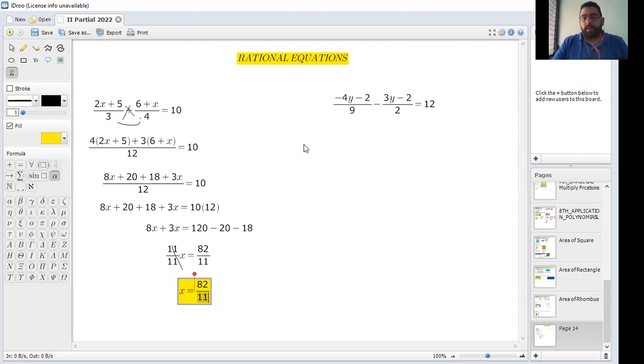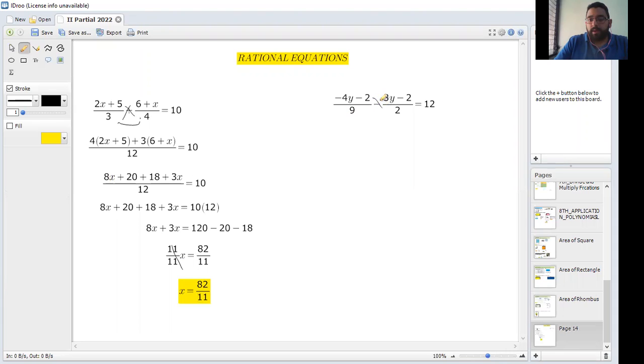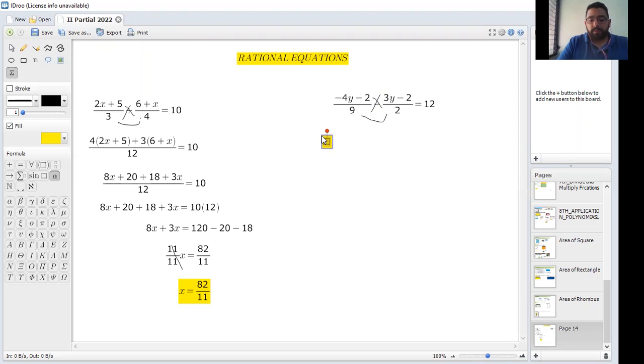Now, in the second example, what you have to do is apply again the distributive property, the happy face method, sorry. But in this case, it's subtraction, but the process is similar. So you multiply 2 by this expression, 2 multiplied by negative 4y minus 2. Then you copy the minus sign and copy 9 because you are going to multiply 9 by this expression, which is 3y minus 2. And then you multiply 9 times 2, which is 18. And this is going to be equal to 12.